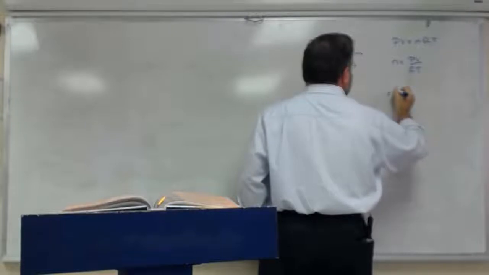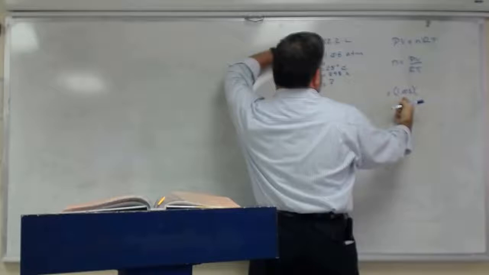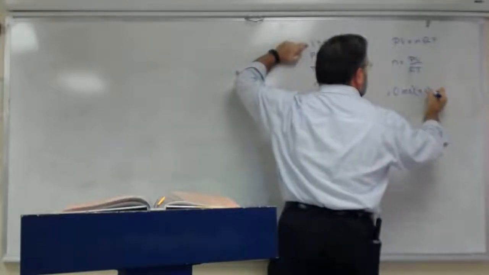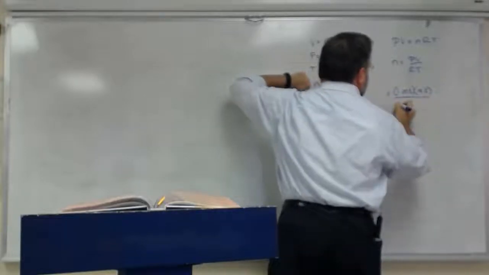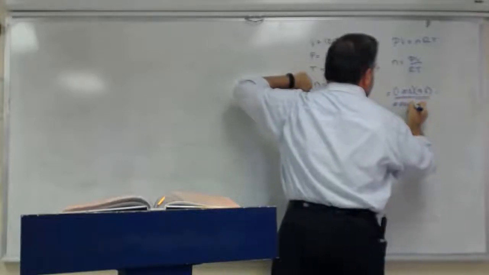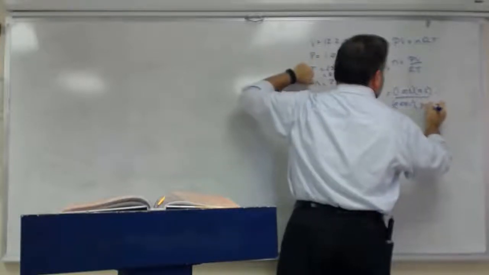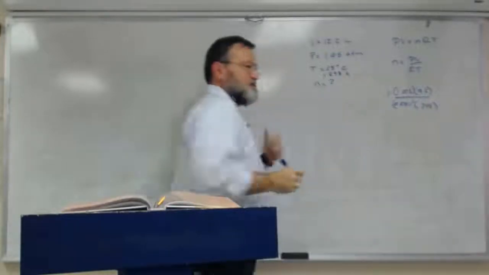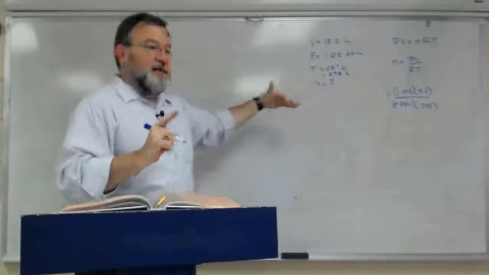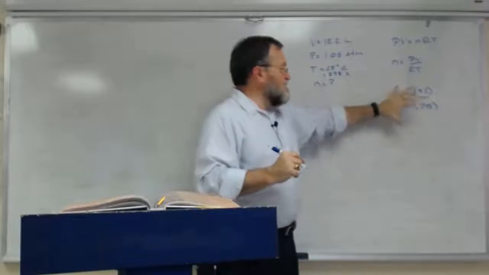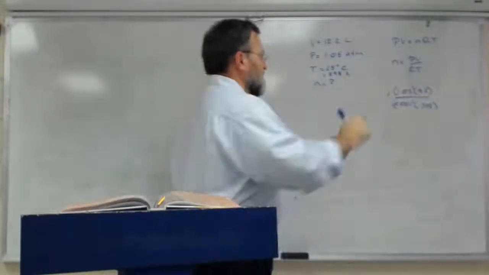1.05 for pressure, P, volume, 12.2, over R, T. Okay, those are the actual values. Maybe it'd be helpful, let's take a look at the units. This is the math portion, right? We're going to actually compute the number. Let's check the units. It's 1.05.